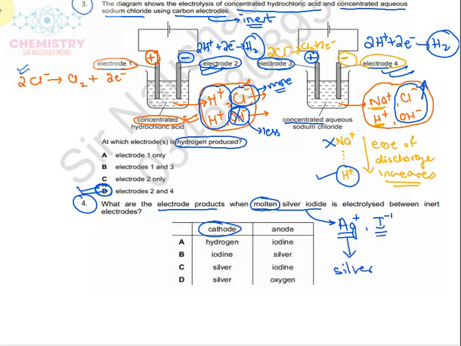And at the anode, you just have one anion, so at the anode the anion will get discharged. Since you only have one anion, and that is the iodide ion, the iodide ion will get discharged to form iodine. So at the cathode you would get silver, and at the anode you would get iodine, right? So option C would be the correct answer for this.